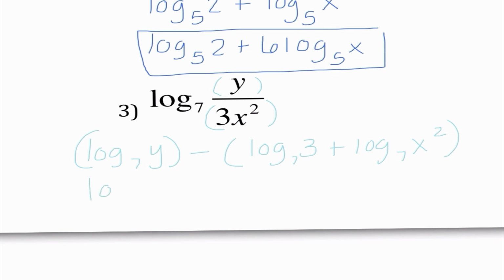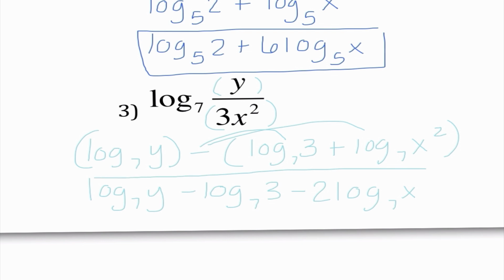On this problem, these parentheses become really important because I have to distribute, so I get minus log base 7 of 3. And I'm going to do two things at once. I notice that I have this exponent, so I'm going to bring that out in front and distribute the negative, so I get minus 2 log base 7 of x.